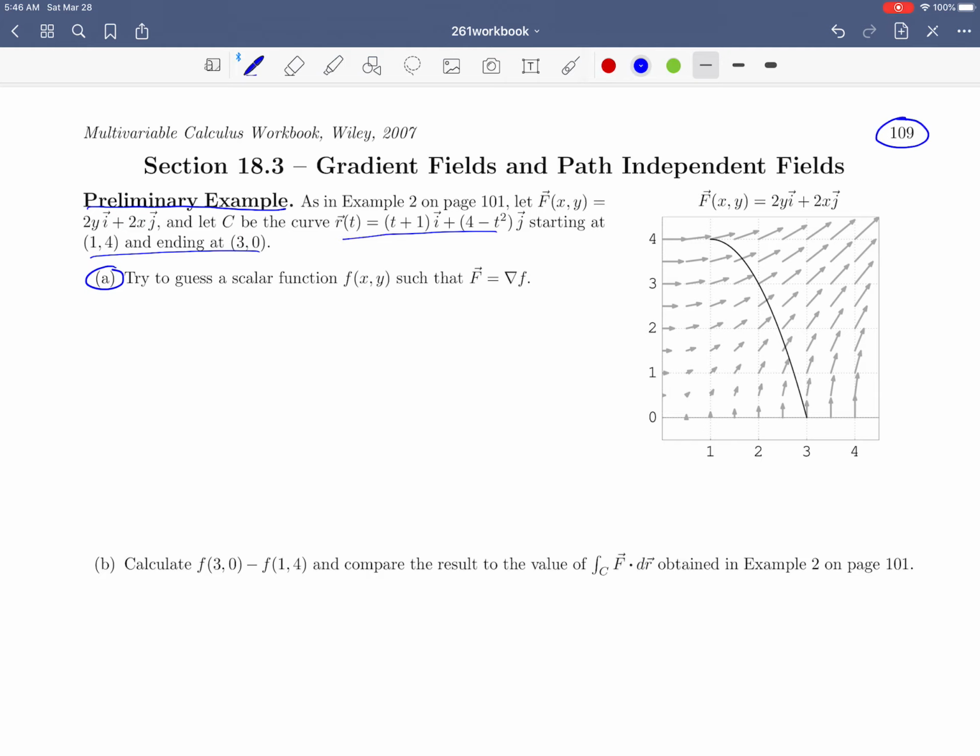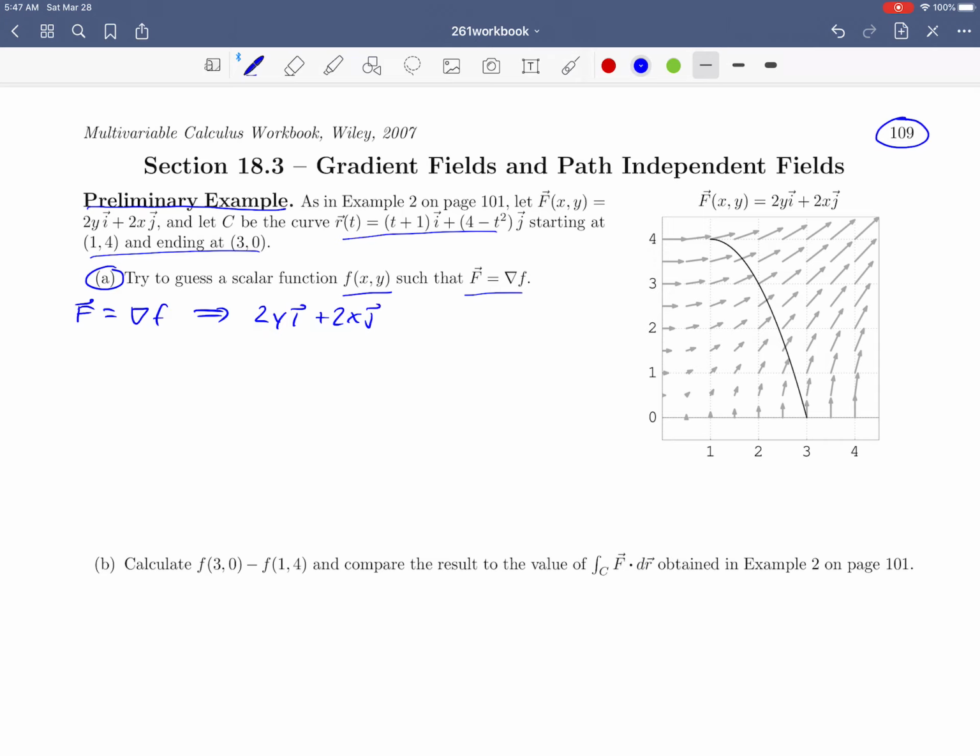Okay, and so they'd like us to start out by doing part A. And this is kind of an unusual question the first time that you see it. They would like us to try to guess a scalar function, little f, so that the gradient of that scalar function is equal to our vector field. Okay, how do we do that? Well, let's start with the equation that we want, and that is that our vector field is equal to the gradient of f. And we'll try to work our way backwards here.